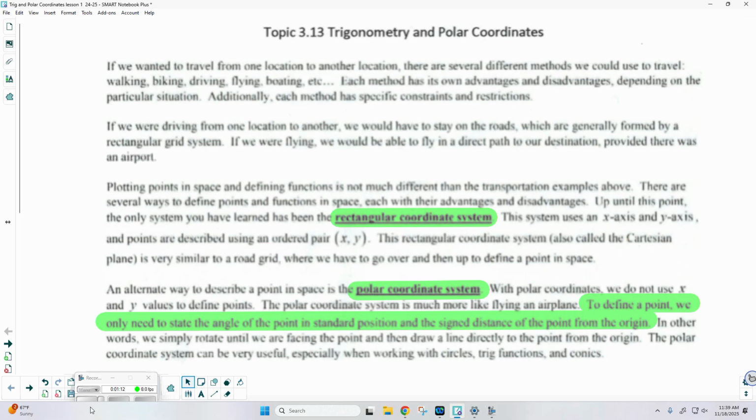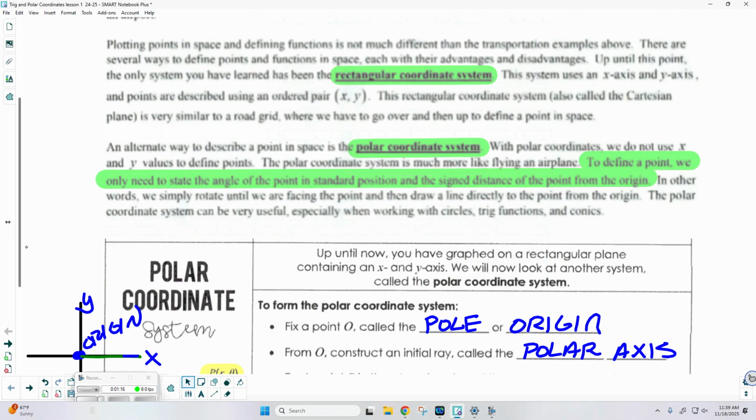So yesterday we started talking about polar coordinates. Okay, so we started talking about polar coordinates, and we introduced some new vocabulary.